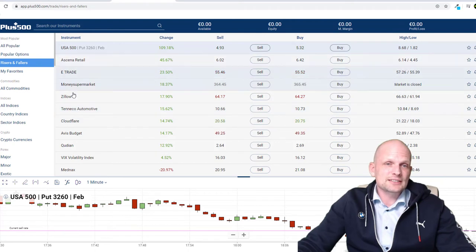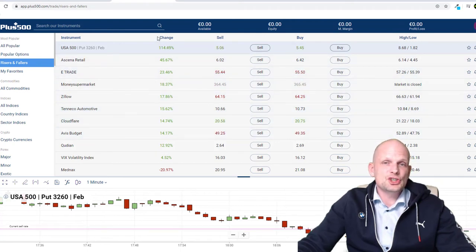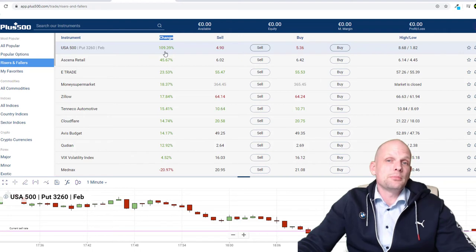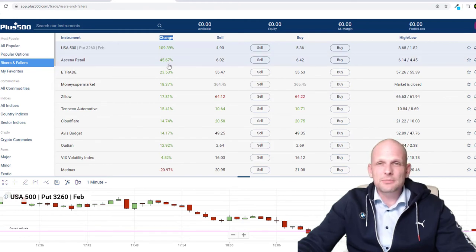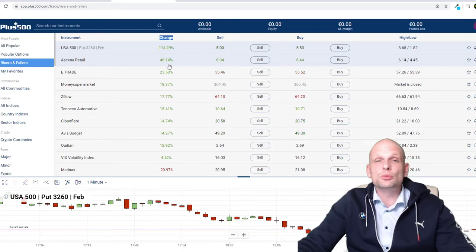Here you can simply see that here are markets, here you can see the change. This is the second, whether this asset has been growing in price or falling in price. USA 500, it grew by 109.39%. So if you would invest $100, you would make $200. I believe that most of you who will be watching this video have some trading experience or some charting experience. However, these two platforms are very easy to understand.